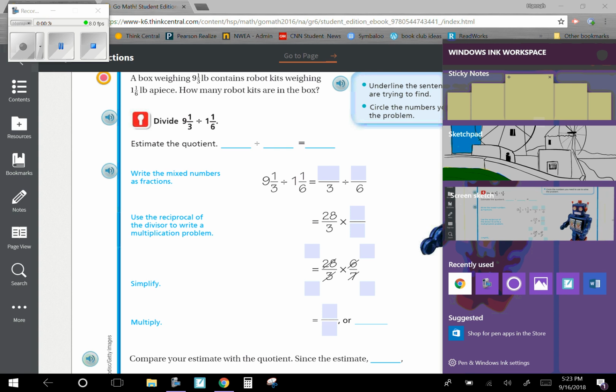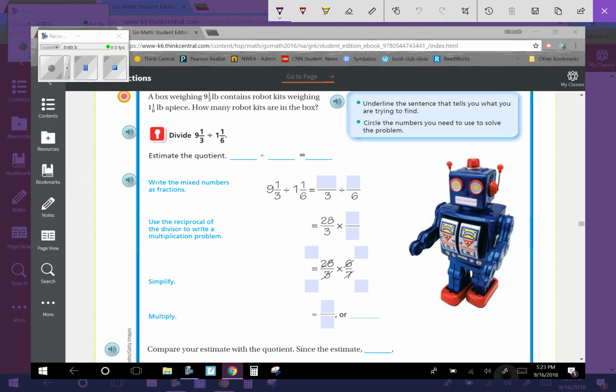So first thing, we're going to go ahead and underline. I'm going to highlight, you can underline, the sentence that tells us what we're trying to find. We're trying to find how many robot kits are in the box. I'm also going to highlight, but you need to circle the numbers you need to solve the problem. So we know we need 9 1/3 and 1 1/6 pounds.